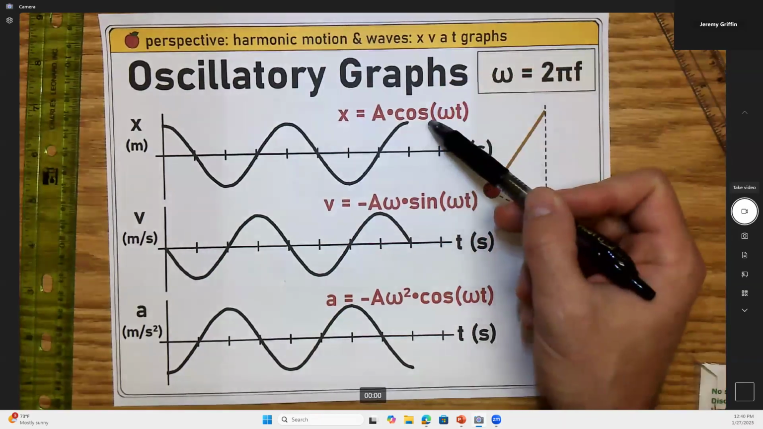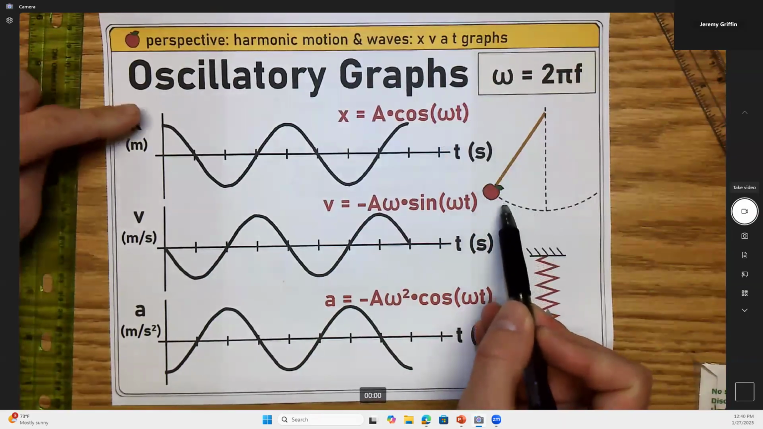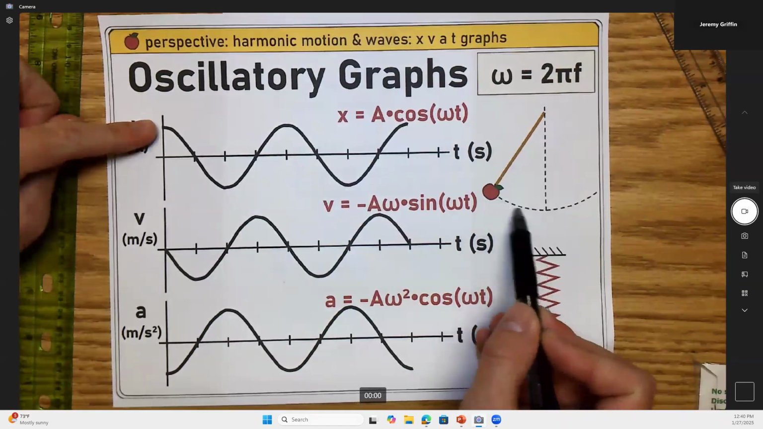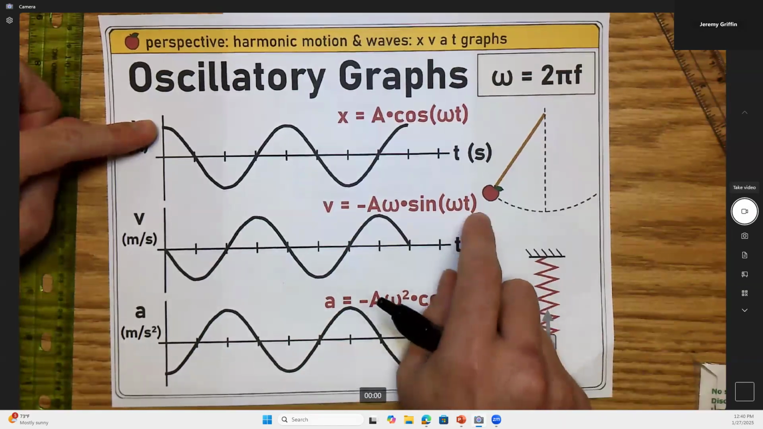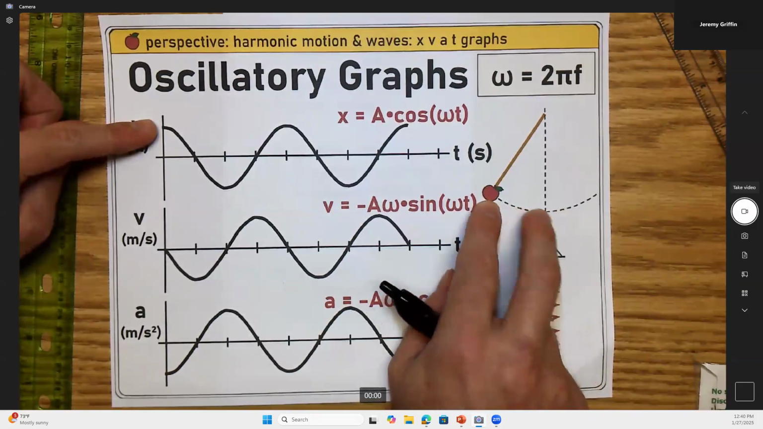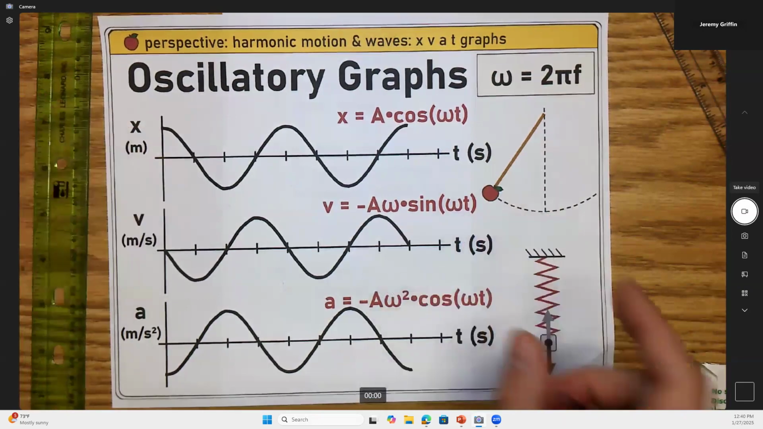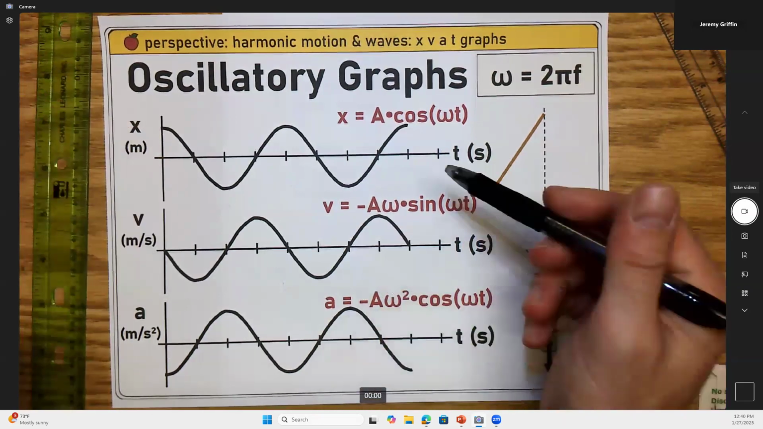Now, I prefer to start with cosine for this reason, because if you start with cosine, you get this intercept here, which implies that you're starting with some displacement. Well, you are starting with some displacement. So like last week, you guys pulled this back with some initial displacement, and then you let go. Okay, so it gets kickstarted like that. All right, so I'll start with the cosine.